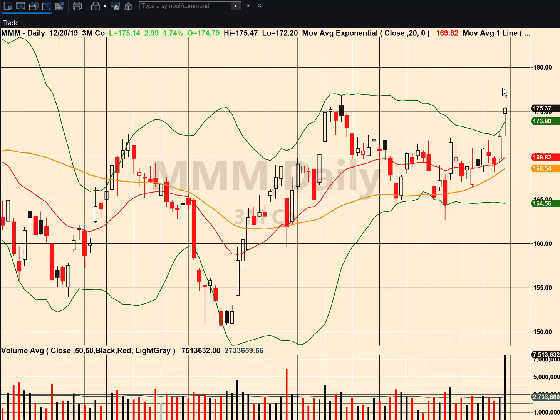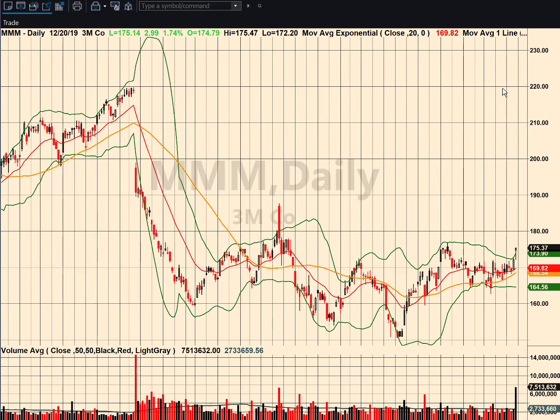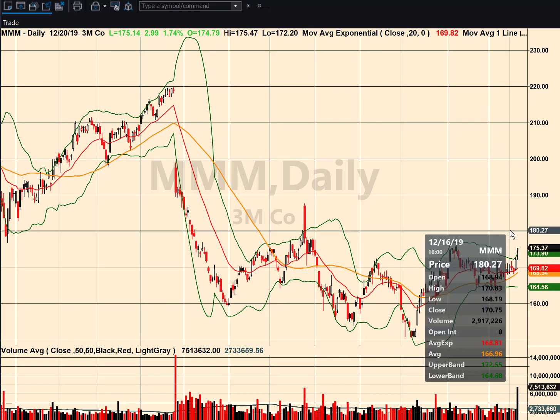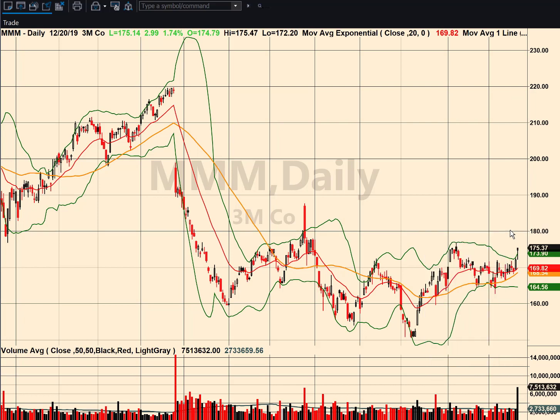Here is 3M. 3M had a nice little pop on Friday, up almost 2%. Again, volume picked up, but it was also options expiration. 180 is the magic number. Above 180, we are now at less than $5 away. 200 is a target, then the gap fill up near 220. So I want to keep an eye on that one.